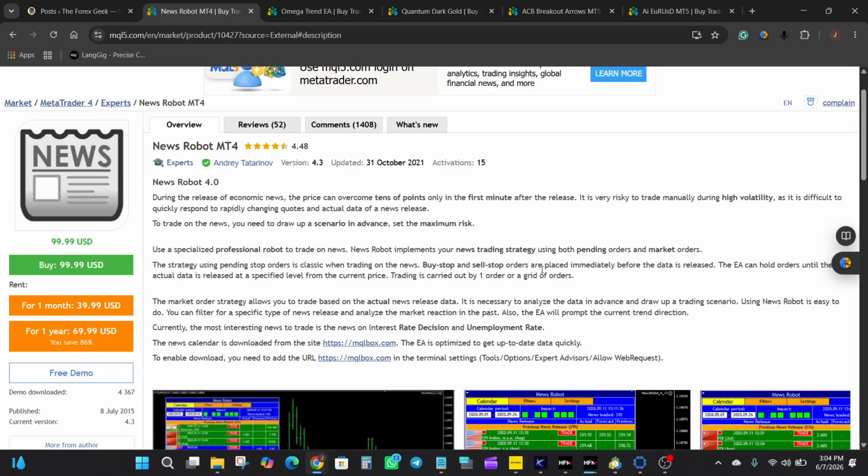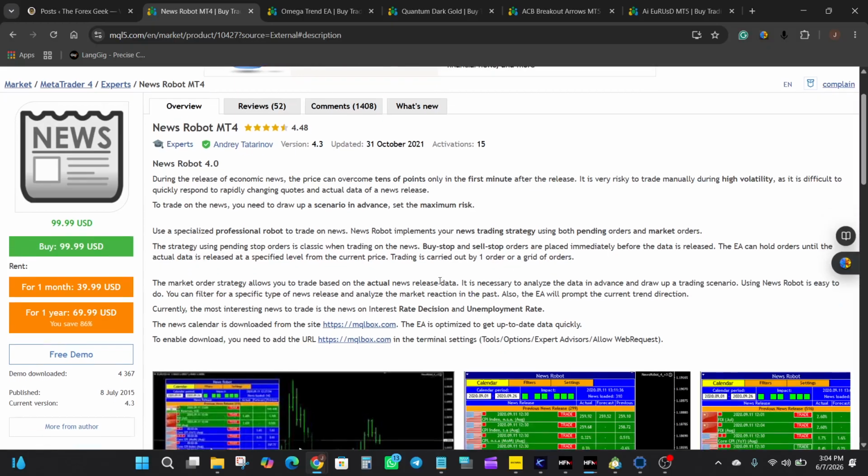Now, the EA also supports a market order approach based on the actual news release data. The idea here is that traders can analyze upcoming economic events in advance, create a trading scenario, and then use the robot to help execute the plan. Now, the developer also mentions the ability to filter specific news releases and then review how the market reacted to similar events in the past.